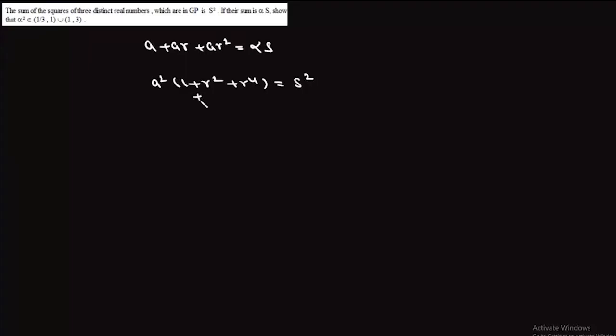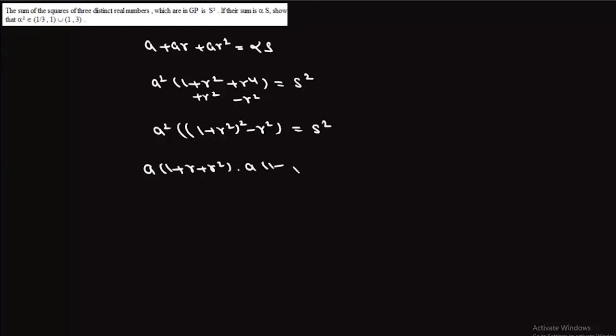Now what we'll do is we'll add r square and we'll subtract r square. So we can write this as a square into ((1 plus r square) whole square minus r square), and this is equal to s square. Now this is (a plus b) into (a minus b), so we can write this as a(1 plus r plus r square) into a(1 minus r plus r square), and this is equal to s square. Now we know that a(1 plus r plus r square) is nothing but alpha s. So we'll replace it with alpha s.